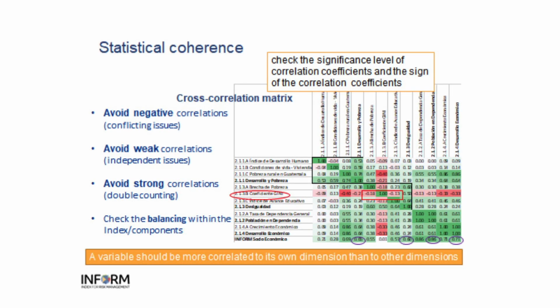Step 7. Validation. Once we complete the first version of the model, use a cross-correlation matrix to retrieve useful information on your model. Check the significance level of the correlation coefficients and the sign of the correlation coefficients. Avoid negative correlations. Avoid weak correlations. Avoid strong correlations. And check the balancing within the index.